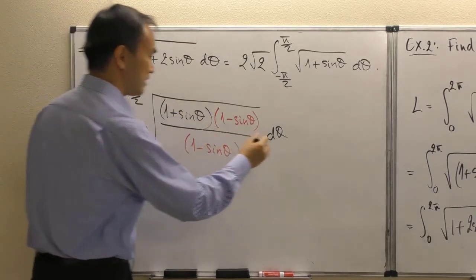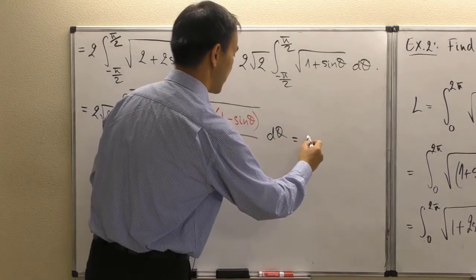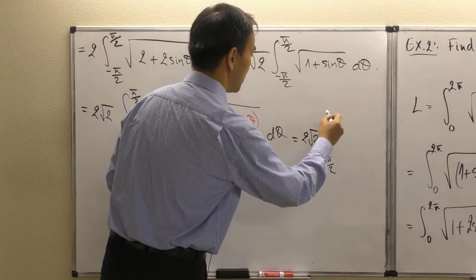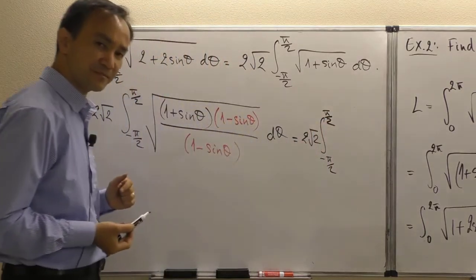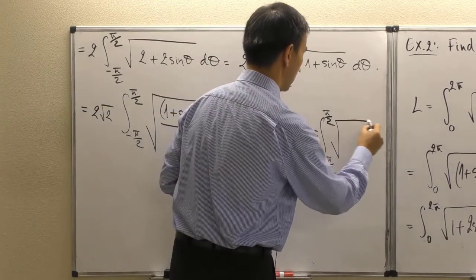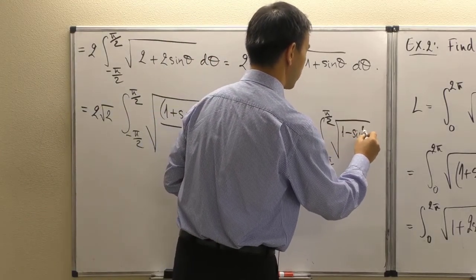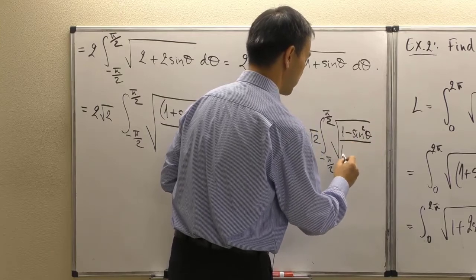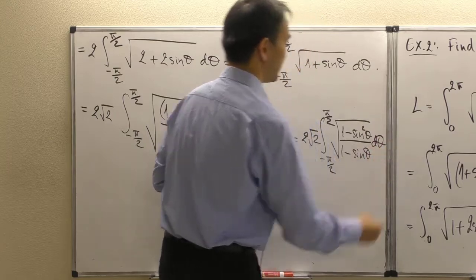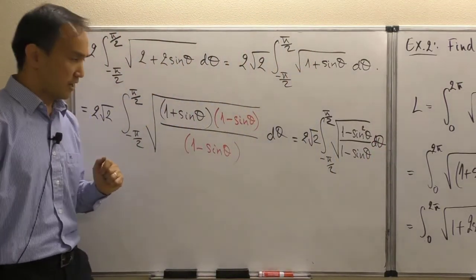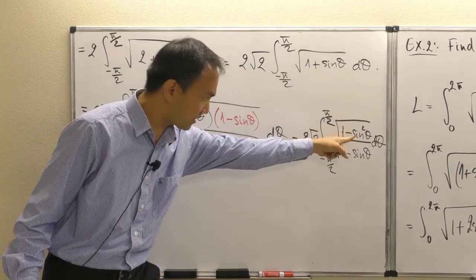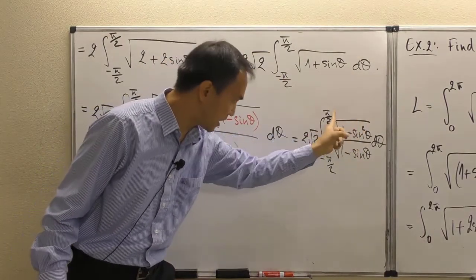So in the next step, 2 square root of 2 is still here. The integral from minus pi over 2 to positive pi over 2 is here. But then the numerator reduces down to 1 minus sine square of theta, and the denominator is simply just 1 minus sine theta, and then there's d theta. And that's how I'm reducing it. Okay, and 1 minus sine square theta here will be cosine square, but inside the square root for now.